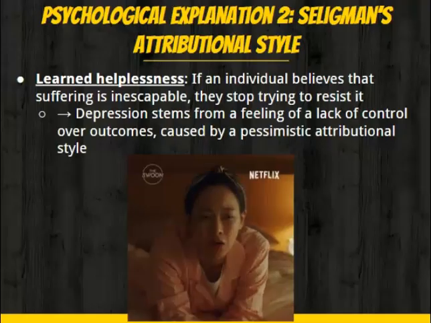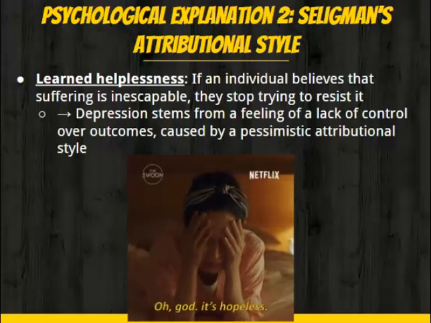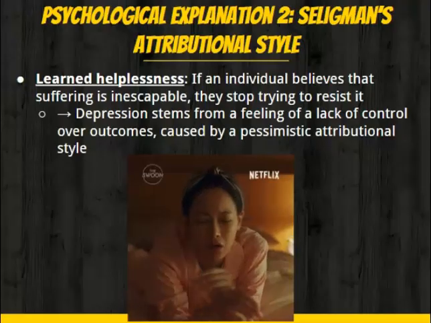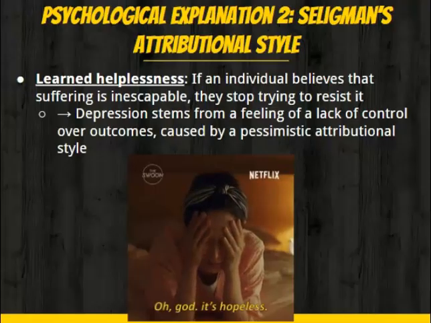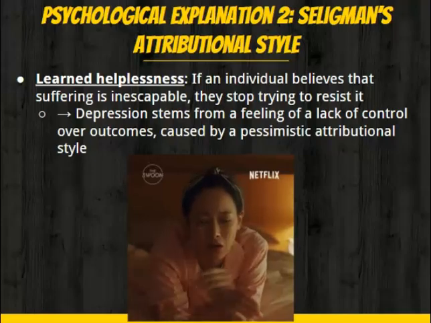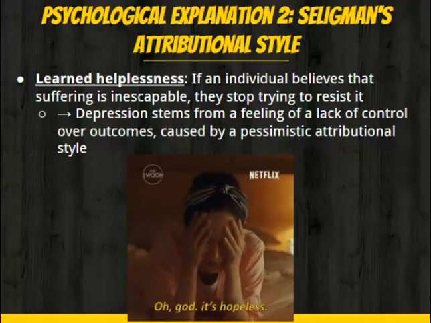Now, the other psychological explanation is Seligman. Seligman created this concept called attributional style, and he also gave us the idea of learned helplessness, and those relate to each other. Generally, you want to be able to define learned helplessness without using the words learned or helpless, and the way you can do that is to say, if I believe that suffering is inescapable, then I'm going to stop trying to resist it. I'm going to stop doing anything or trying to change that.